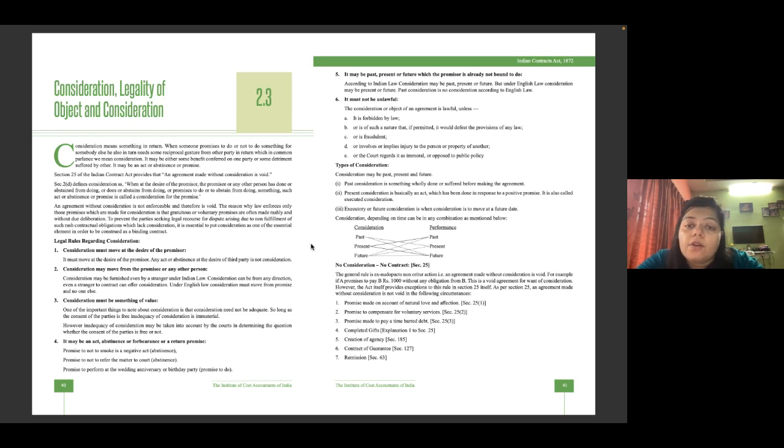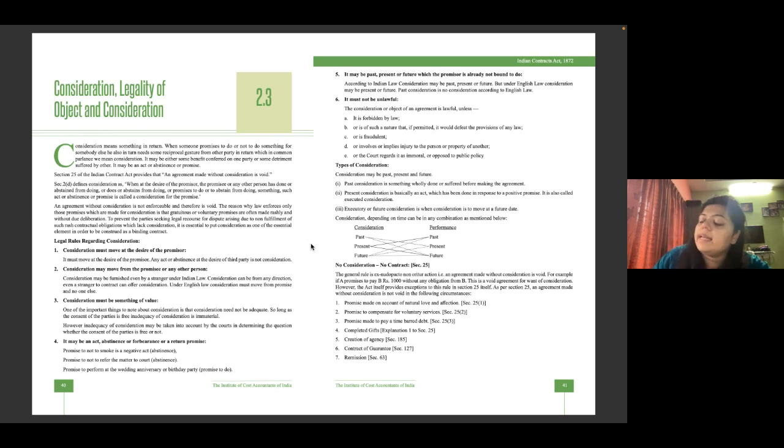It must not be unlawful, in the sense that it cannot be something forbidden by law. I can't say that as a consideration I'll kill someone, or as a consideration I would go and blast a certain public space. It cannot be fraudulent, cannot involve or imply injury to any person or property, or the court may regard such a consideration as immoral or opposed to public policy.